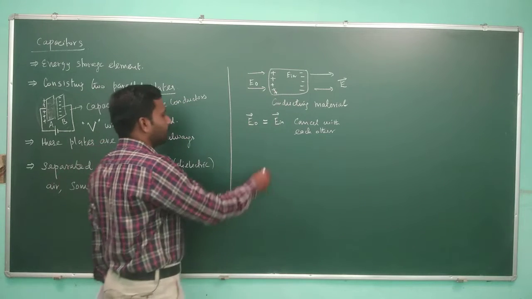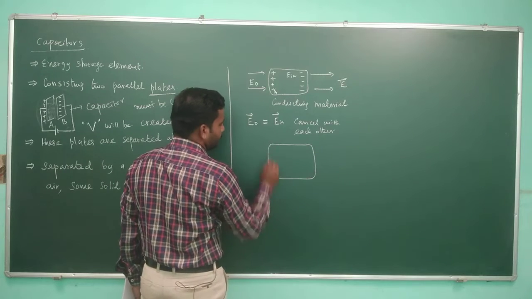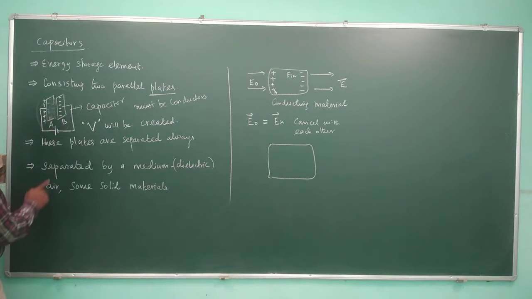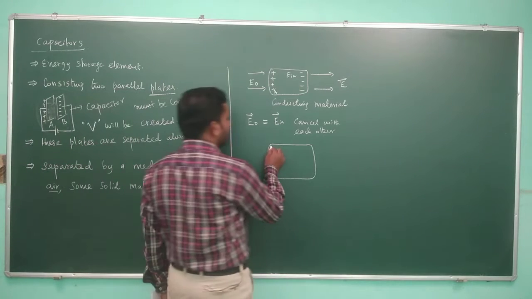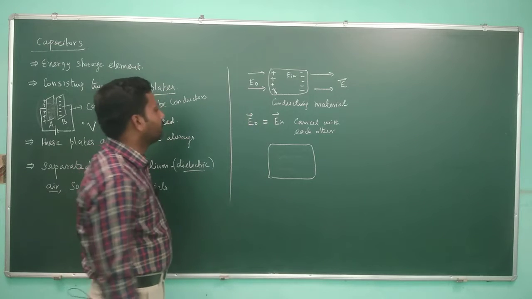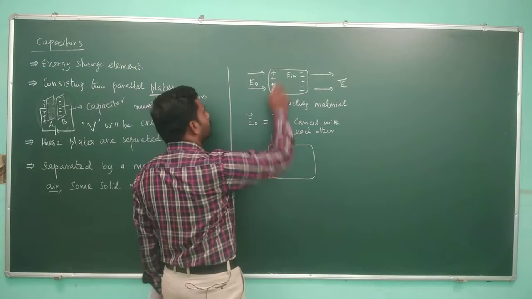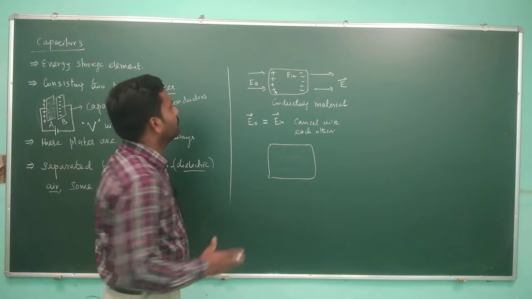Suppose we have a material which is of dielectric nature. We said earlier that these two parallel plates are separated by a medium which is essentially a dielectric, that could be air or some solid material. Let us consider one such solid material. It is said to be dielectric. How would we differentiate a dielectric from a conductor? We can differentiate in the following way.